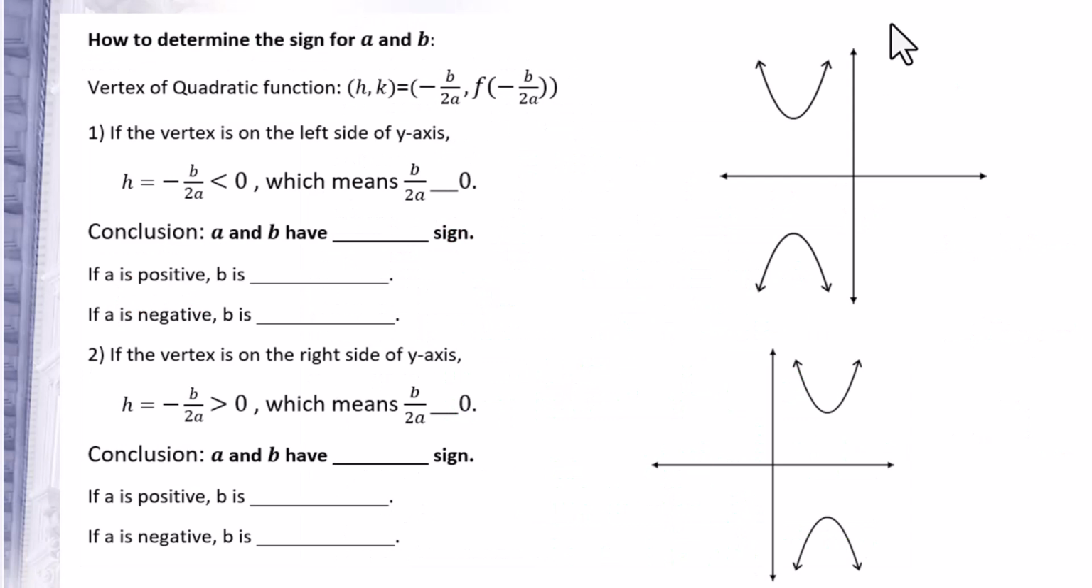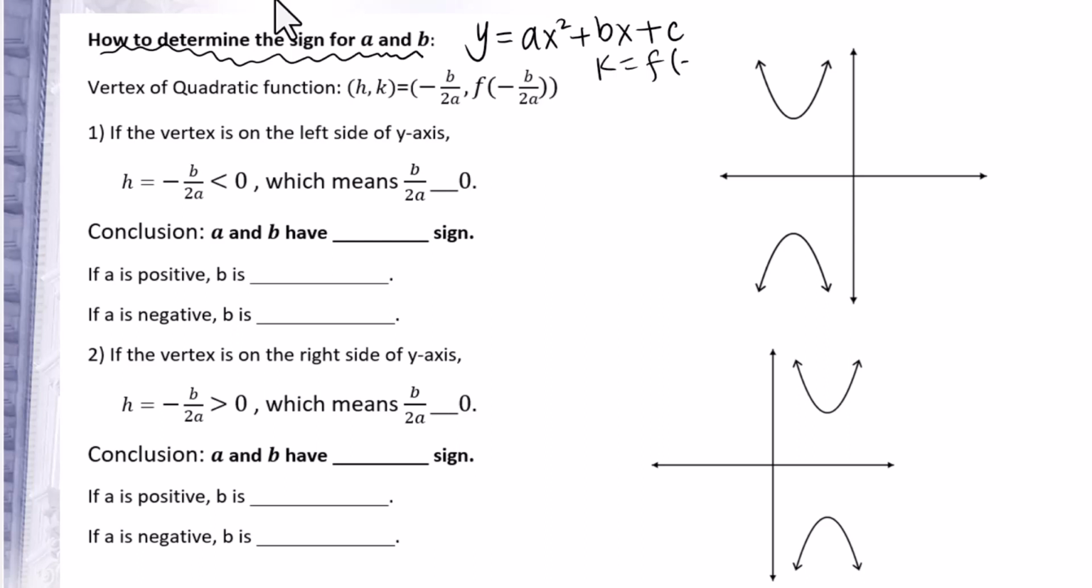Let's go to the next topic. How to determine the sign for a and b. In quadratic function, y equals ax squared plus bx plus c. We do know the vertex of a quadratic function is (h, k). h equals negative b over 2a. So k equals f of negative b over 2a.